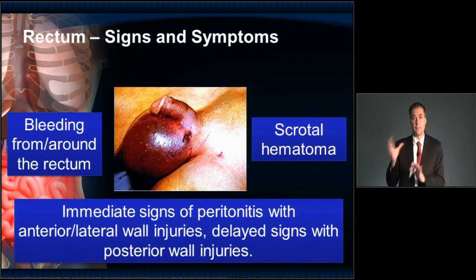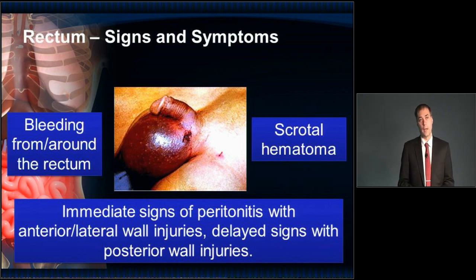The rectum, of course, the very end of the large bowel. When the rectum is injured, bleeding may show up either from or around the rectum. So the patient can have the bleeding down in that lower pelvic area. They can have rectal bleeding. Or the blood may run down into the scrotum, more in males than females. You can get the scrotal hematomas. And then the patient may have immediate signs of peritonitis because of all the fecal contamination in the bowel, especially with anterior lateral wall injuries.